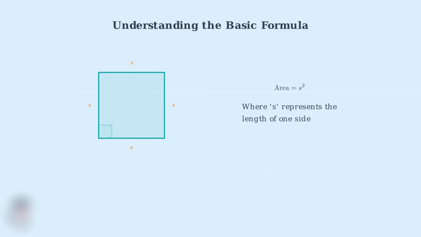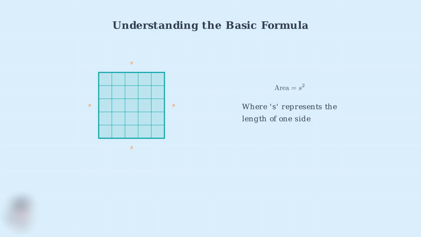Let me show you why this formula works by visualizing the area as a collection of unit squares. When we multiply side times side, we're essentially counting how many unit squares fit inside our square. If each side has length s, then we have s rows and s columns of unit squares. This multiplication gives us the total number of unit squares, which equals the area.